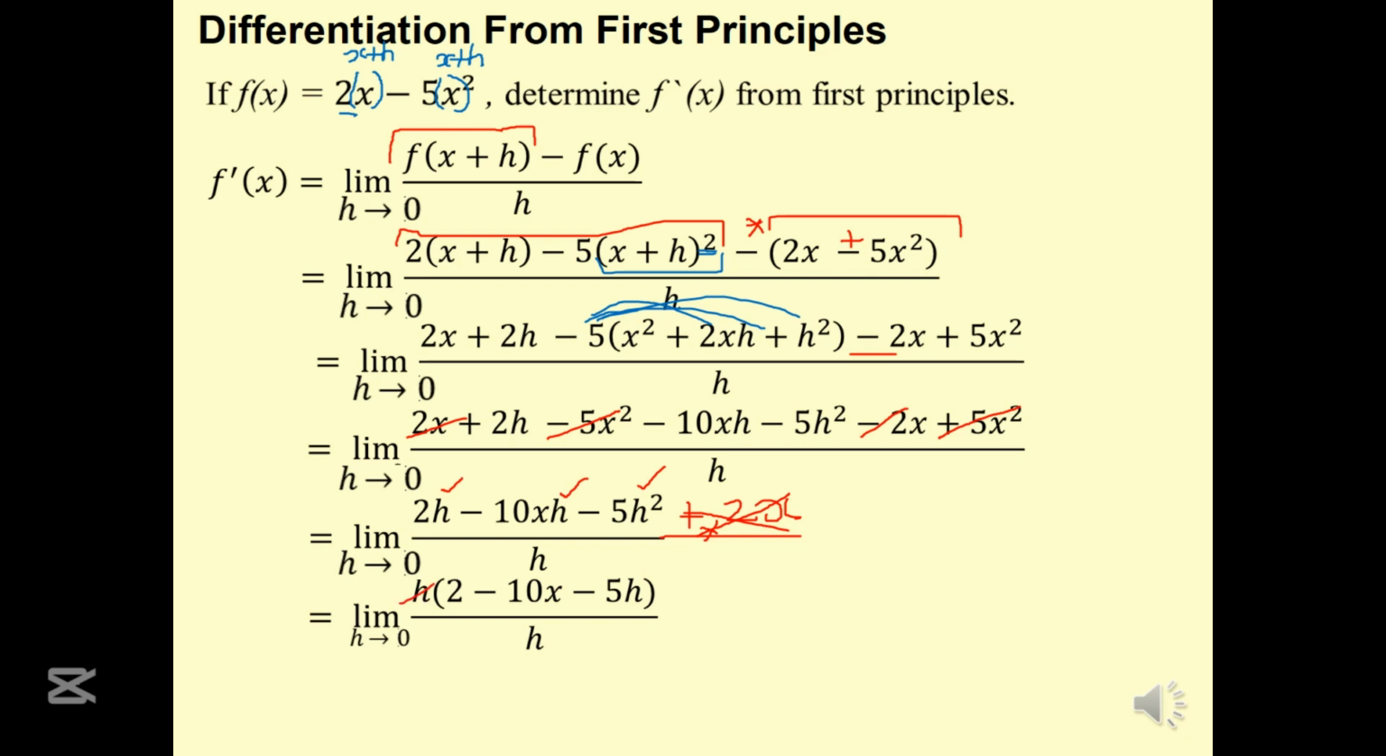If you factor out that h, then you are left with 2 minus 10x minus 5h. Now, to complete your answer, the h that remains there becomes 0, because in this expression, h is approaching 0. If you put 0 in place of h, we have reached the limit of this expression, and the limit is going to be 2 minus 10x. Therefore, the derivative of this expression is 2 minus 10x. We have differentiated this expression using the first principles formula.